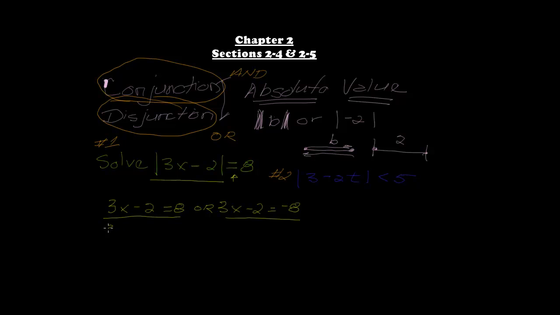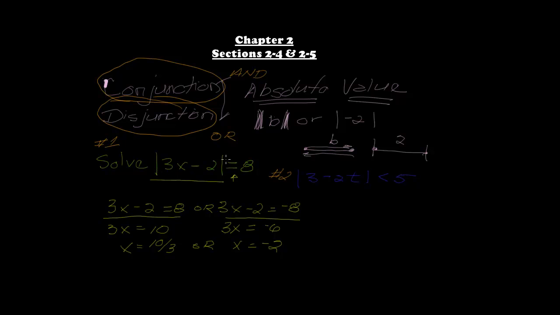Now we solve this and we get 3x is equal to 10. Add 2 to both sides. x is equal to 10 over 3. We solve this on the other side. We get 3x is equal to -6. x is equal to -2. And this is or.